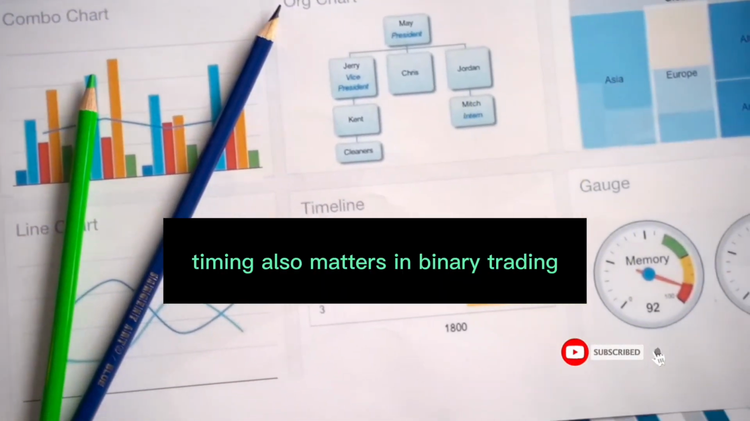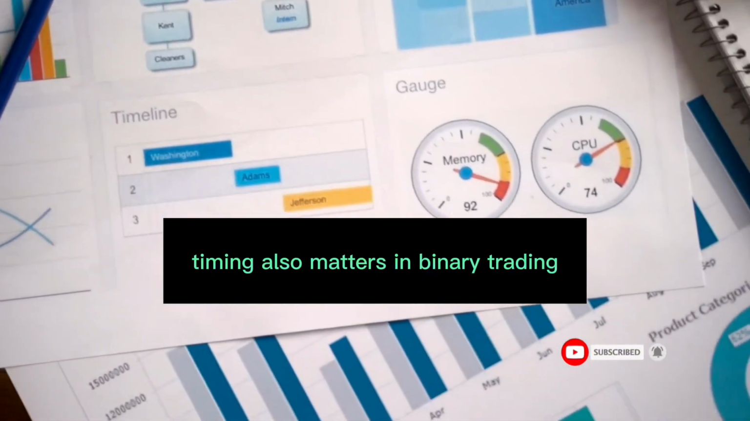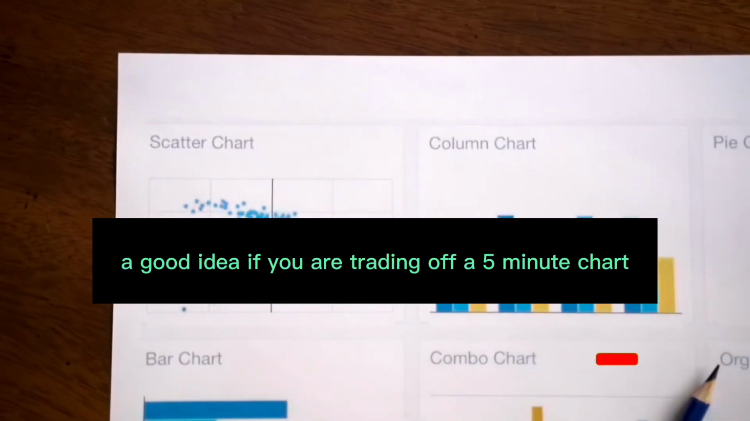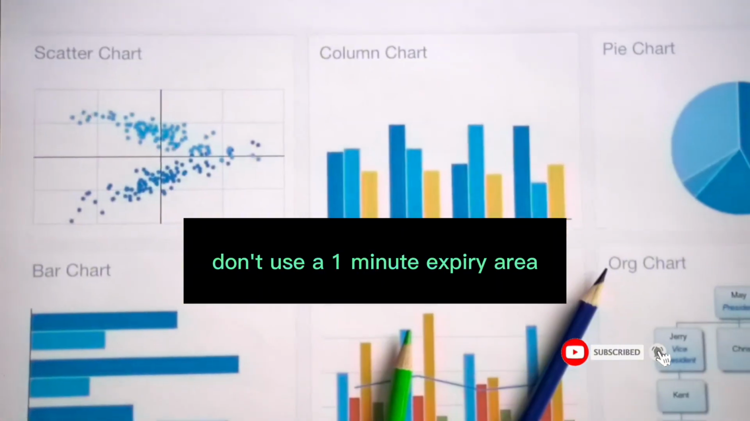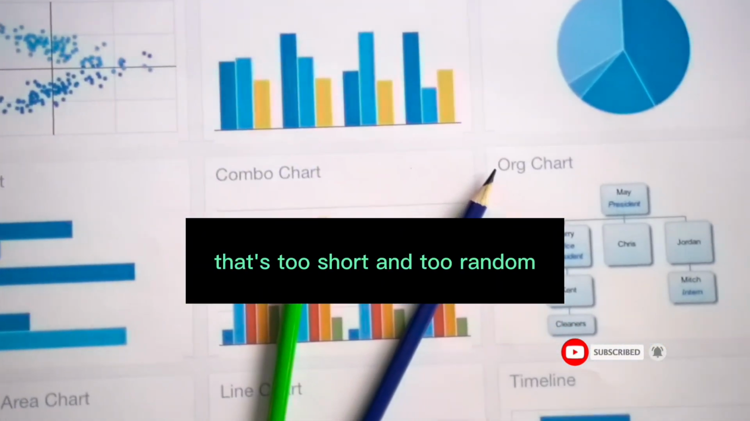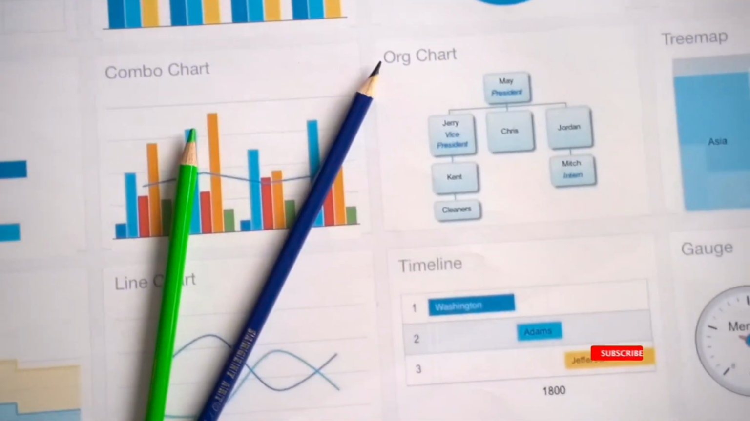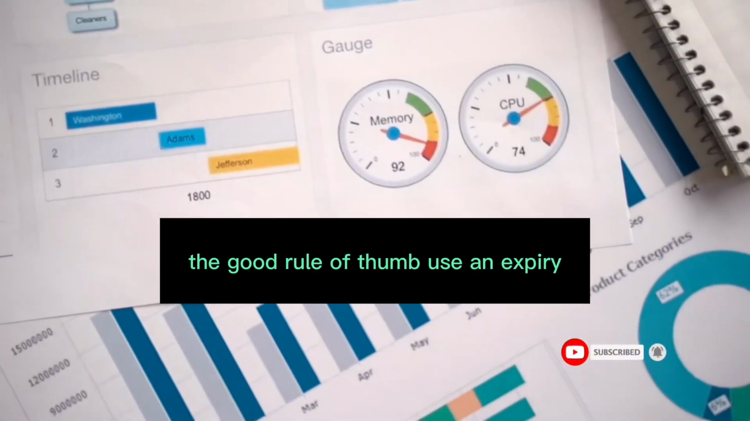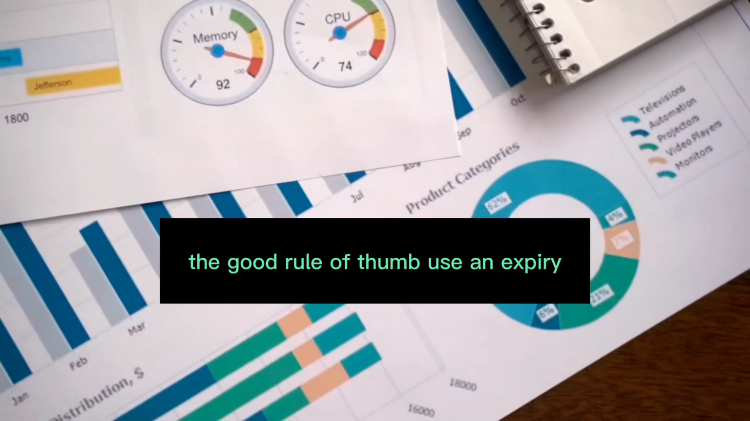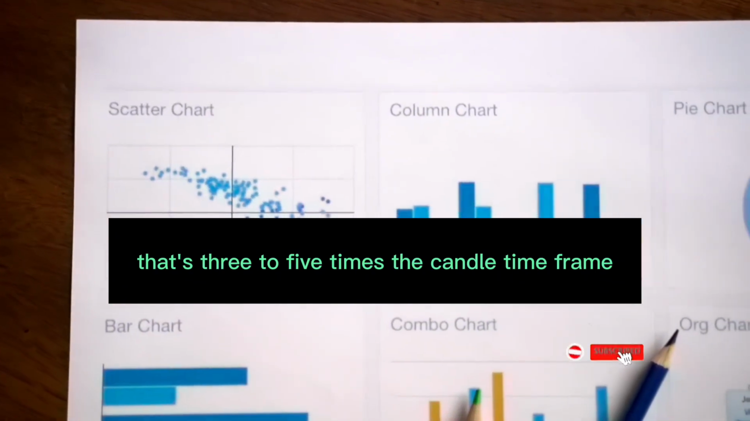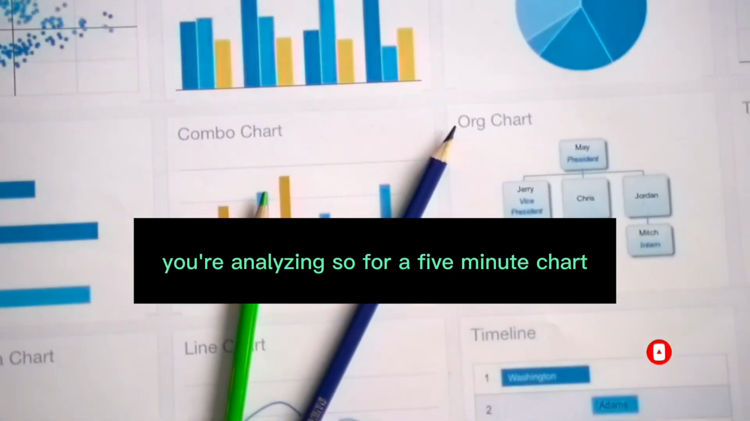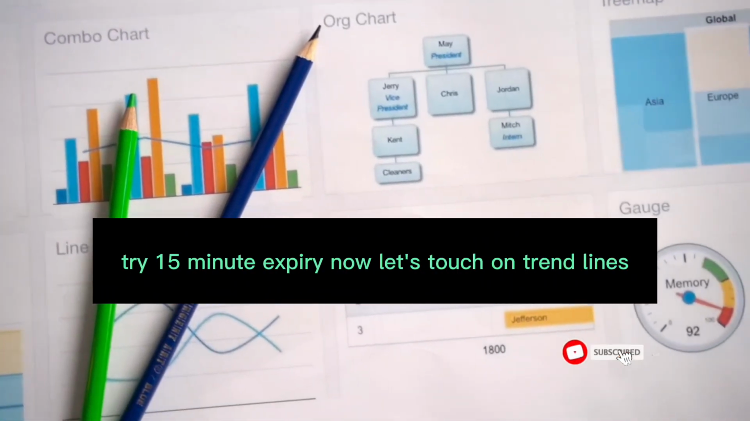Timing also matters. In binary trading, your expiry time can make or break a good idea. If you're trading off a 5-minute chart, don't use a 1-minute expiry. That's too short and too random. Instead, give the price enough time to react to the level. A good rule of thumb: use an expiry that's 3 to 5 times the candle time frame you're analyzing. So, for a 5-minute chart, try 15-minute expiries.